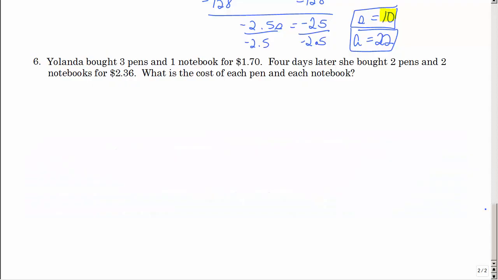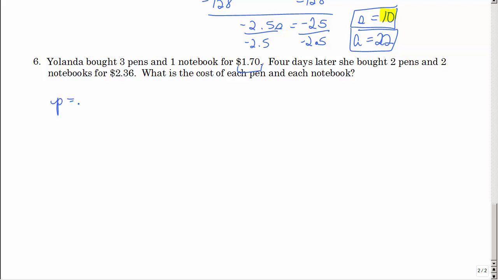Yolanda had 3 pens and 1 notebook for $1.70. 4 days later, she bought 2 pens and 2 notebooks for $2.36. What's the cost of each pen and each notebook? This is a little bit different because they tell you how many you bought, but they don't tell you the value.